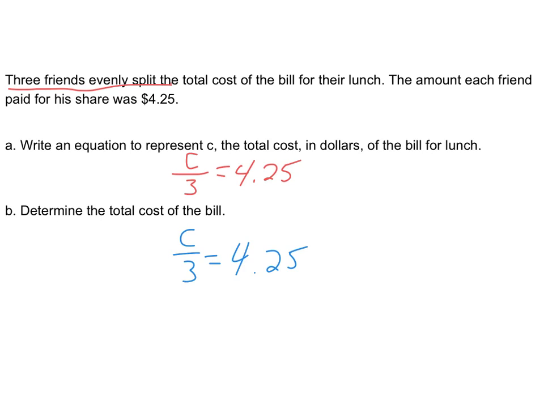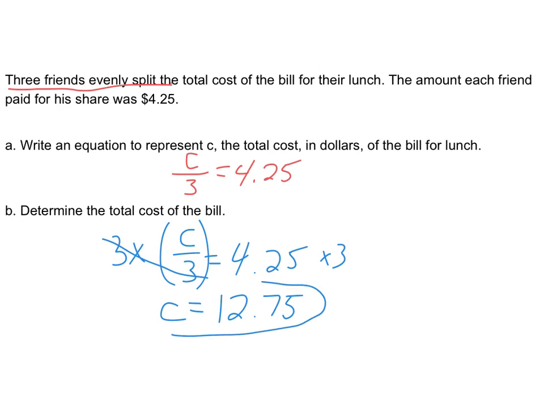For the second part, to determine the total cost of the bill, right now C is being divided by 3, so to undo that division, I need to multiply by 3. And if I multiply the left by 3, I have to multiply the right by 3 as well. On the left, the 3s cancel out, leaving just C. On the right, 4.25 times 3, if we type that into our calculators, we should get 12.75.